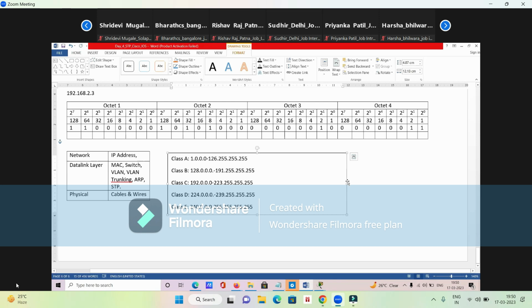Sure. So this is the range of IP addresses. Yeah, this is the range of IPv4.